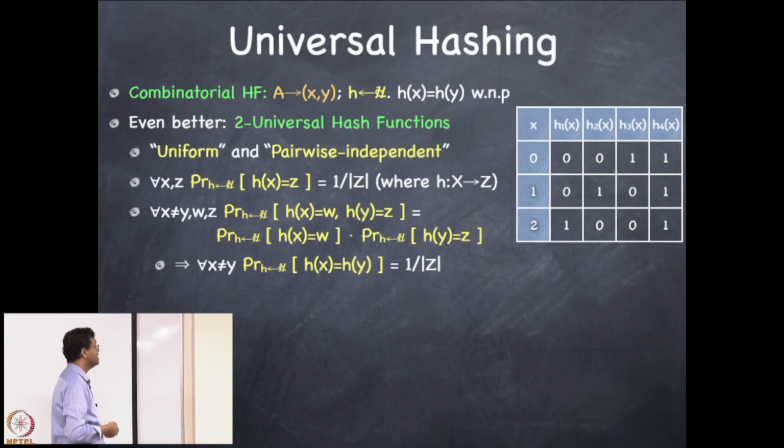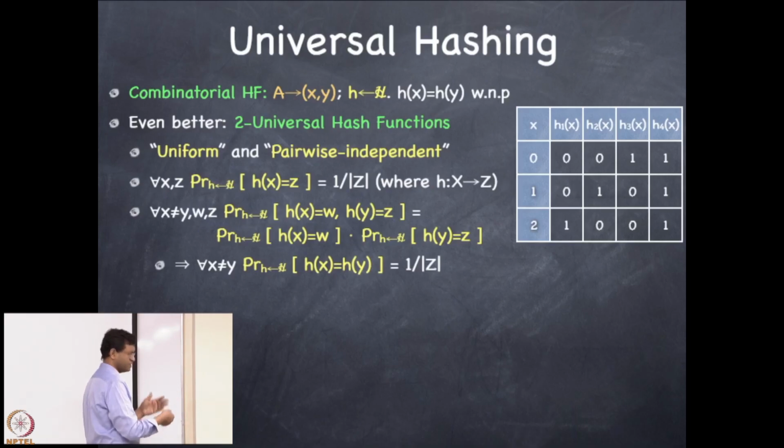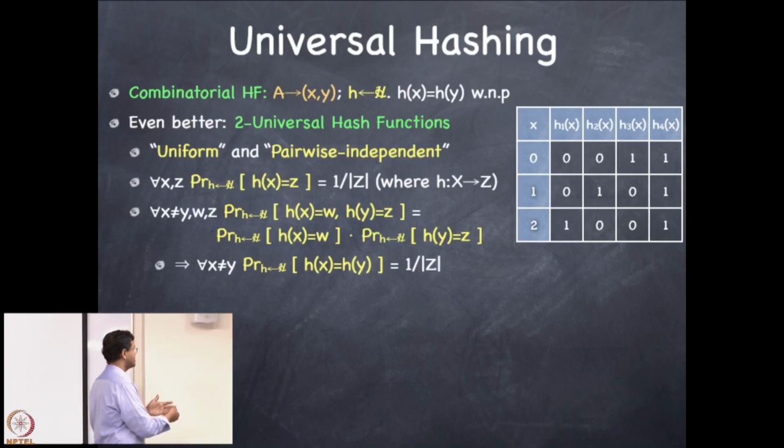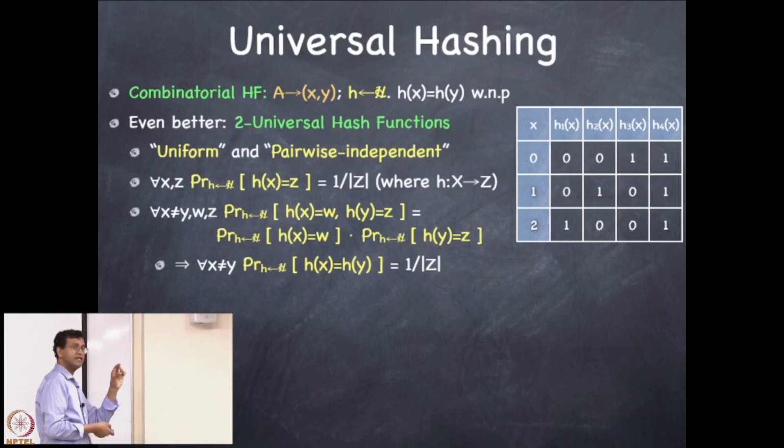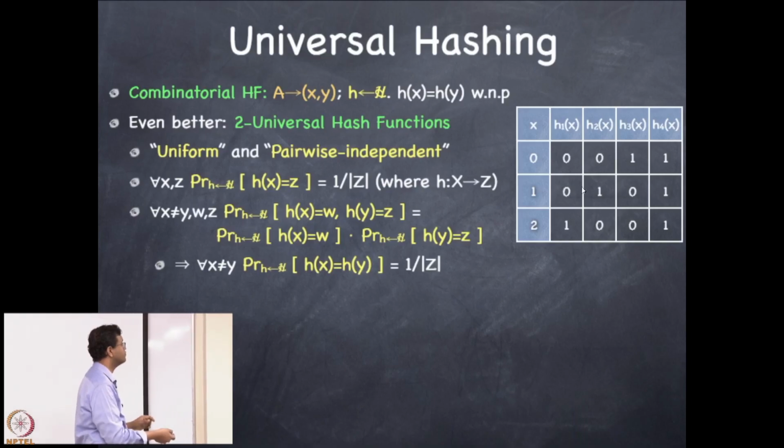in this experiment. No matter what x and y the adversary gives, but 2 distinct x and y. So for all x not equal to y, we can compute the probability of the collision happening. Well, what is that probability? There are z square possibilities, of which in exactly z of them they are equal. So here there are 4 possibilities, and exactly in 2 of them they will be equal.